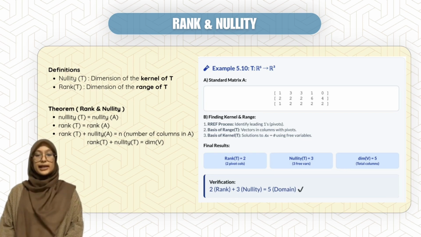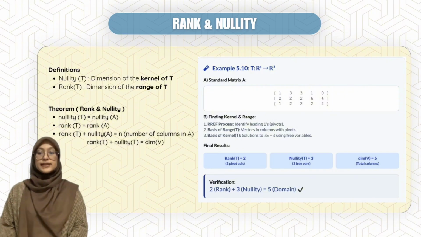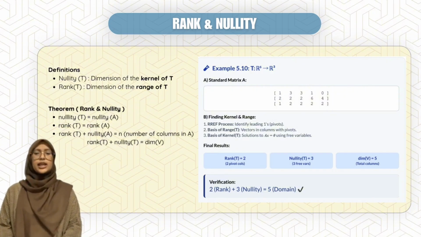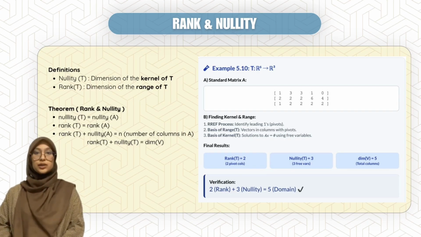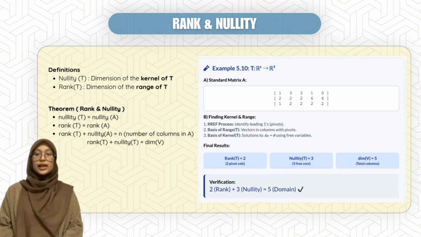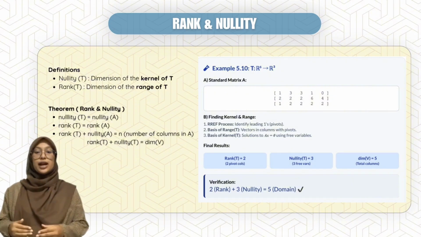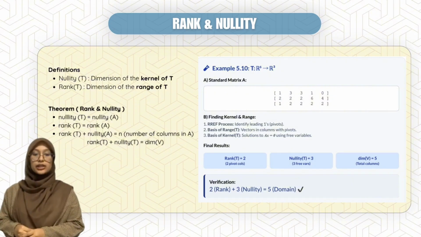Moving on to our next slide, let's explore the fundamental concept of rank and nullity in linear transformation. Let's establish our definition. Nullity of T is simply the dimension of the kernel of T. In other words, it tells us the size of the subspace of vectors that map directly to the zero vector. Rank of T, on the other hand, is the dimension of the range of T. This represents the size of the output space that our transformation actually covers.